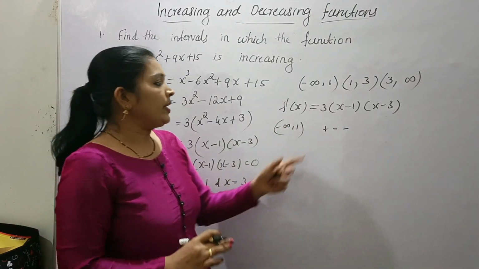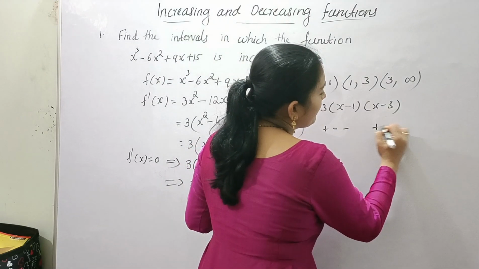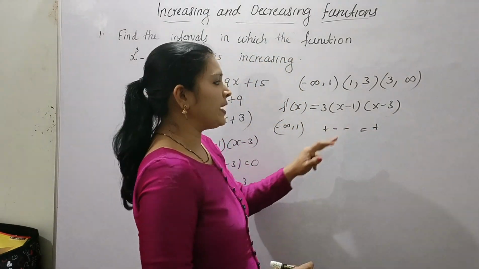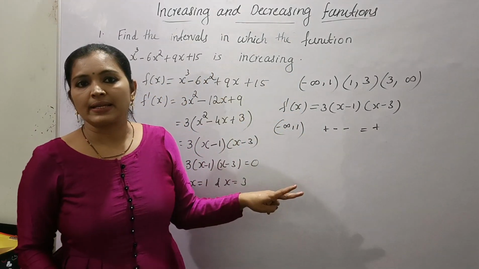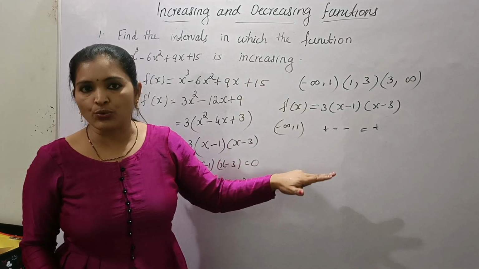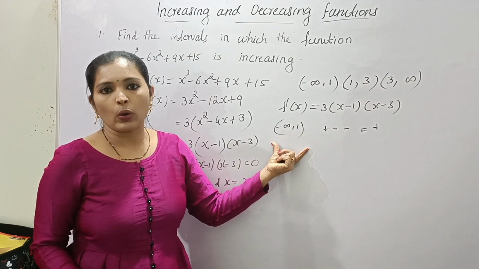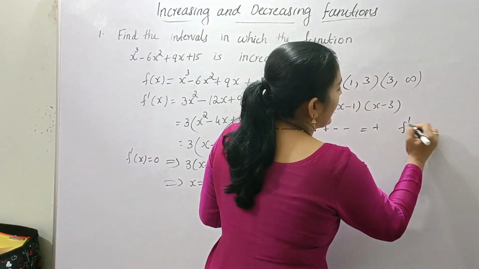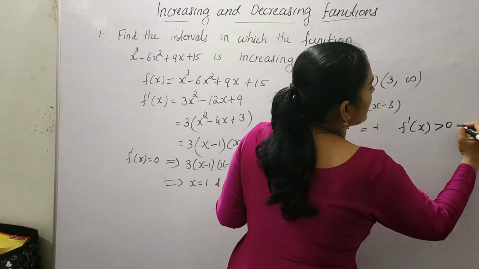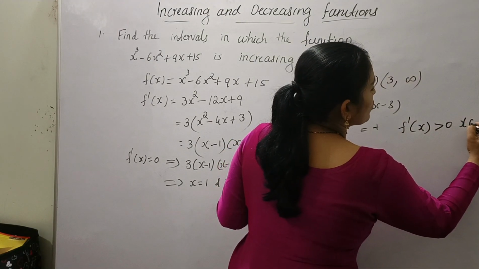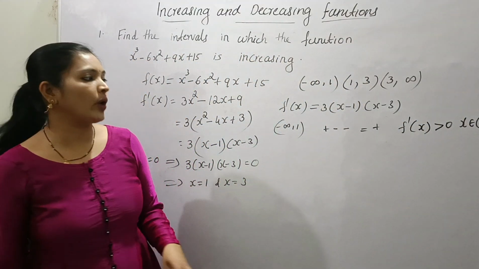Okay, so here we have plus into minus into minus, that is nothing but plus, right? That means f dash of x is greater than 0. f dash of x is positive in which interval? In this interval, minus infinity to 1. So here we can write f dash of x greater than 0 when x belongs to minus infinity to 1.